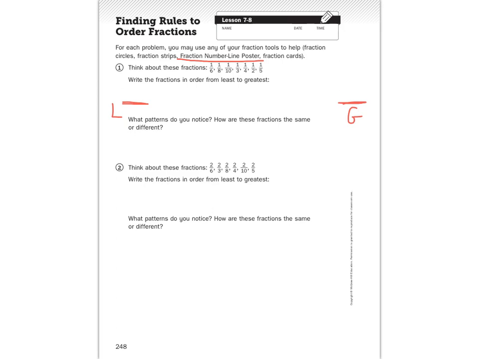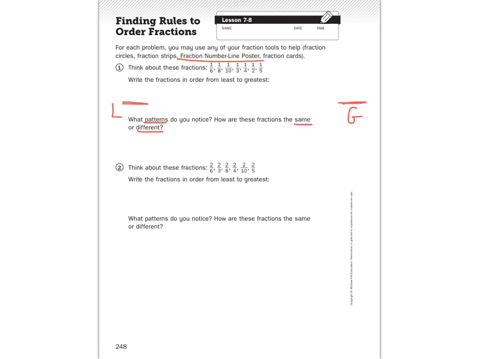And then it says, what patterns do you notice? How are these fractions the same? I talked about that. Something about the numerator. How are they different? Then in number 2, we have the same kind of problem.